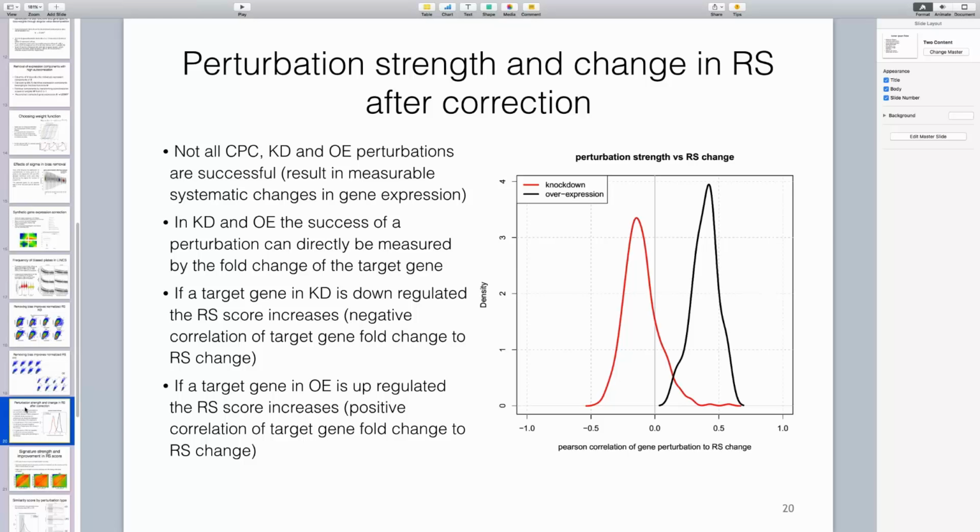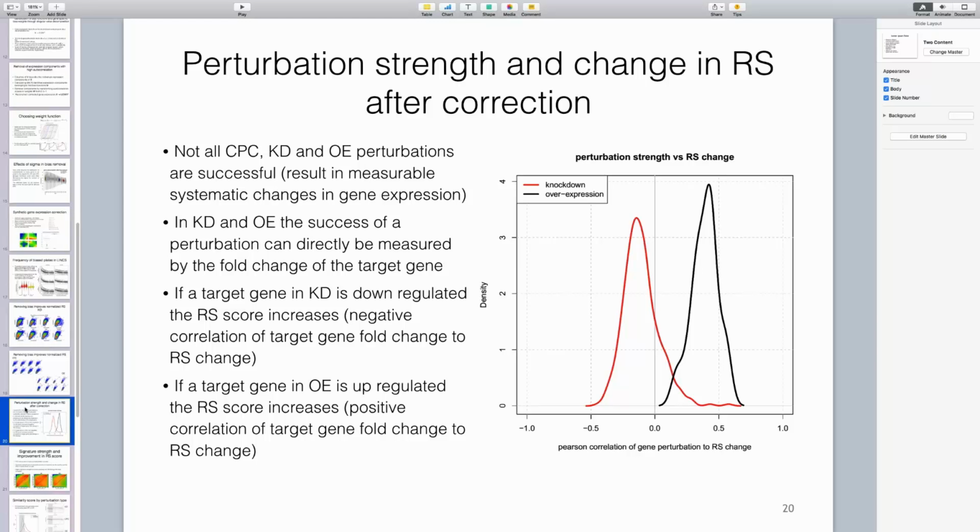So how can we measure the success of an experiment? By success, I mean the perturbation results in a measurable systematic change that is also captured by its replicates. So in knockdowns and overexpression, there's a direct measure which we can look at, and that's just the gene expression of the target gene of the perturbation. In the knockdowns, we would expect the target to be downregulated if the perturbation was successful. And in the overexpression, I would expect the gene expression of that target to go up.